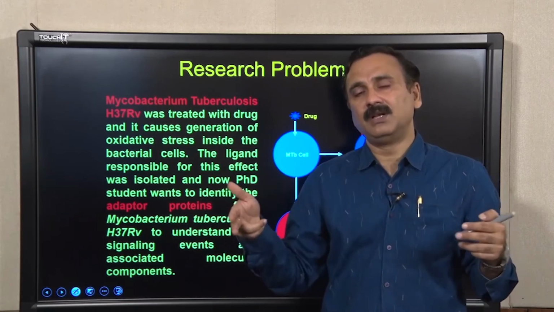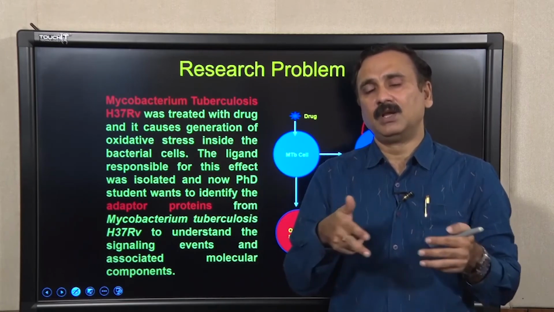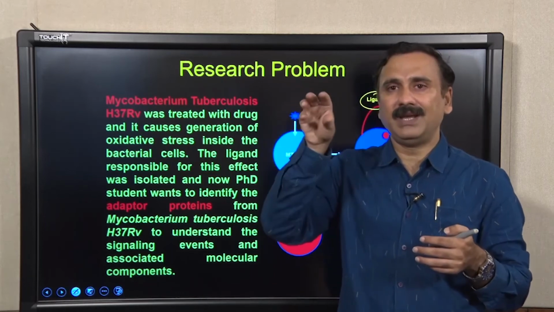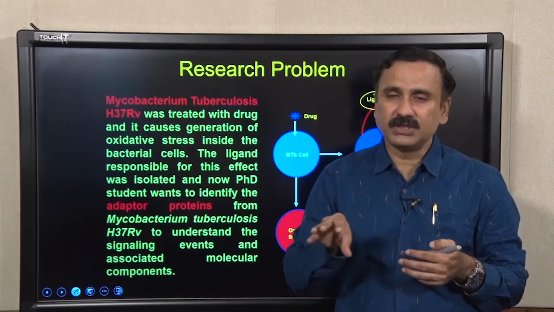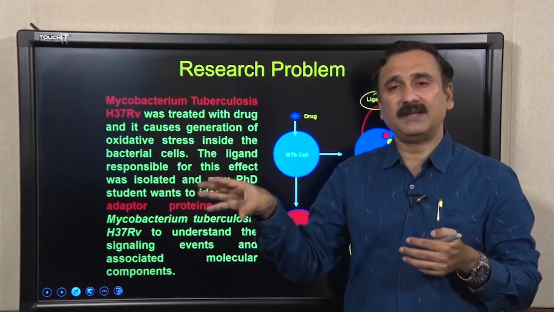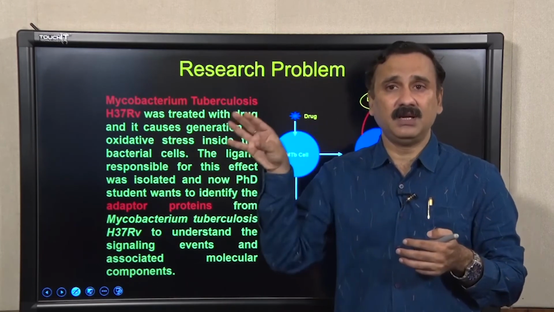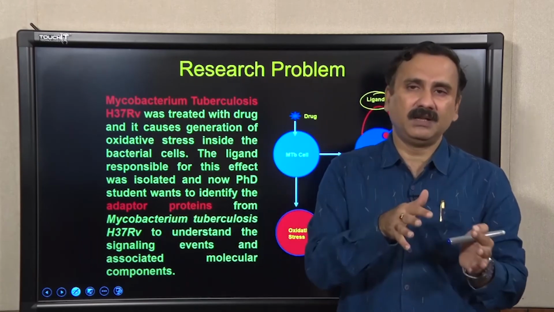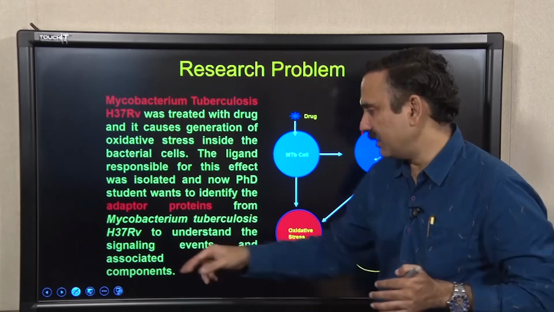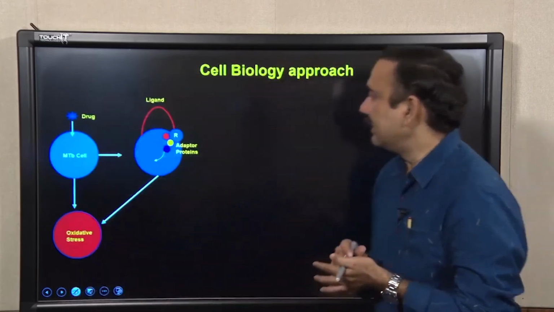So how to get the information about this? What you can do is take the adapter proteins and use cell biology techniques. You can first utilize immunological techniques and generate the antibodies. If the antibodies are already available from a commercial vendor, then it is fine, otherwise you can generate the antibodies and process them.